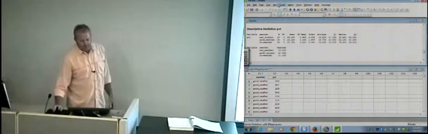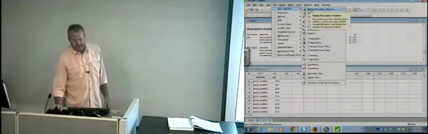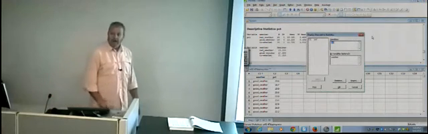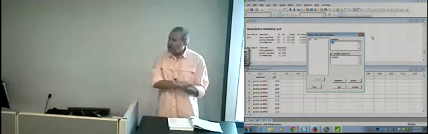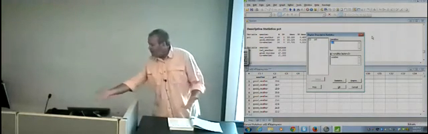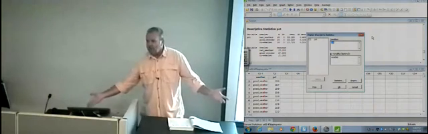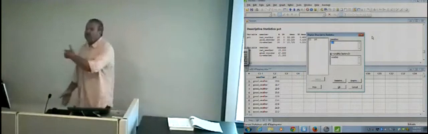One more time. Stat, Basic Statistics, Display Descriptive Statistics. If I didn't care about the groupings, and I just wanted to do all 60 of those tip percents, I wouldn't have put anything in where it says By variable. And it just gave me the 5-number summary and all that stuff just for all of them together.